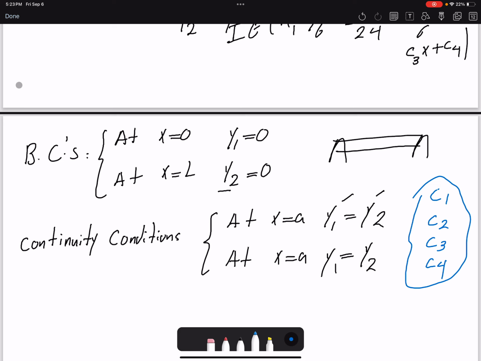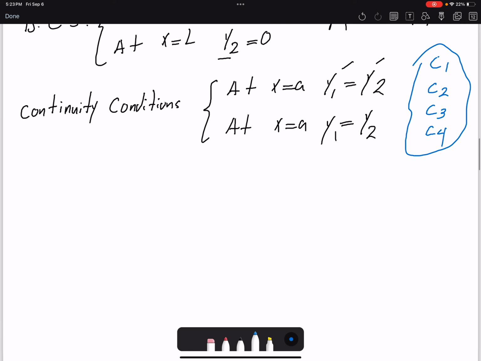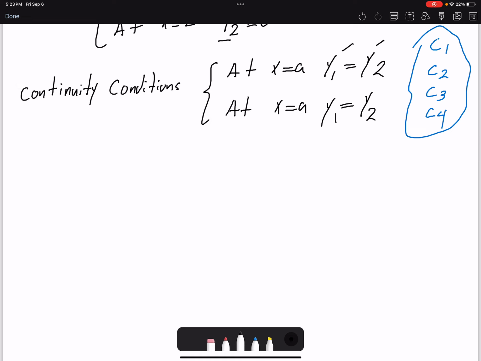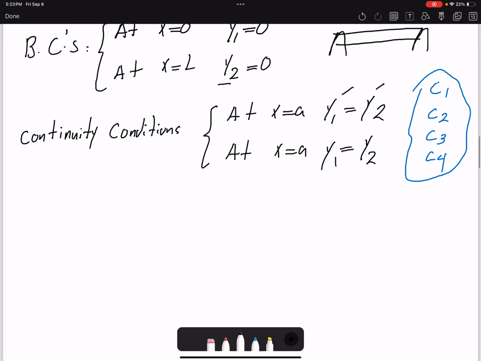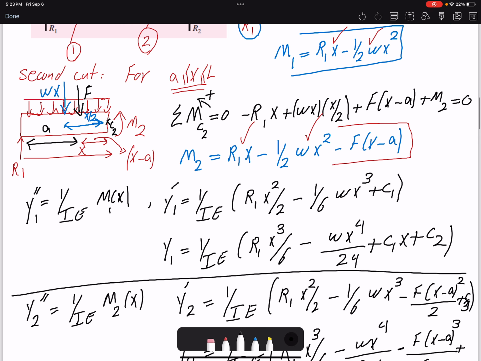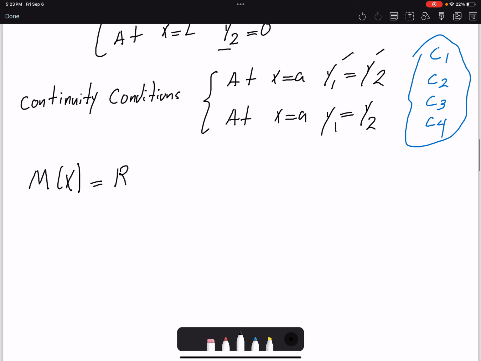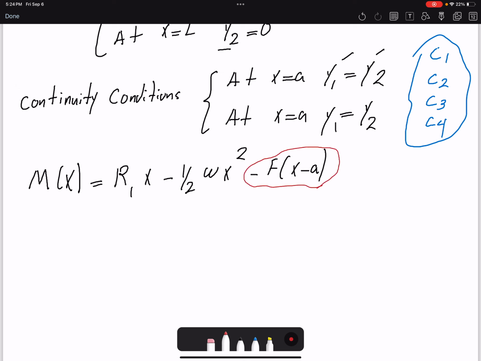That's the first method for these beams with 2 different loadings. But the second method might be even easier: to combine the moment equation. We said that the only difference between the two is the last term. So if I have my moment equation, I had R1x minus half wx squared, and then I had the other term, F times x minus a, and this was the term that would appear for the second segment and it would disappear for the first segment.